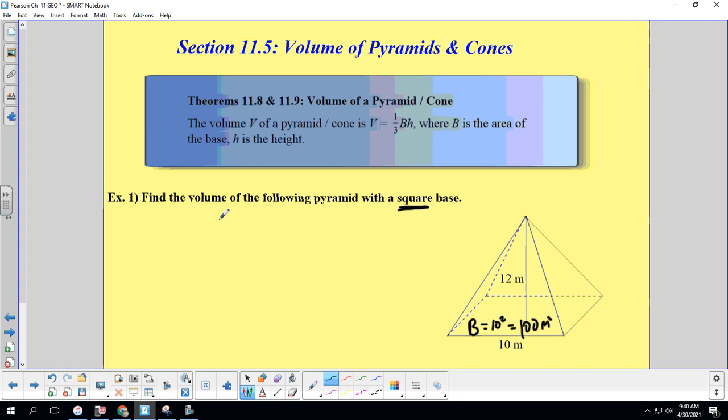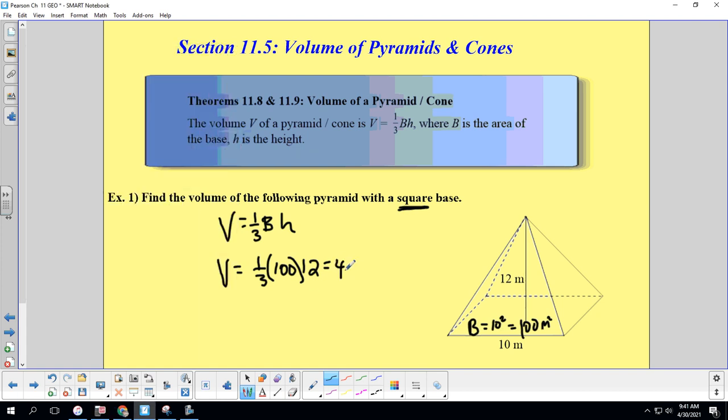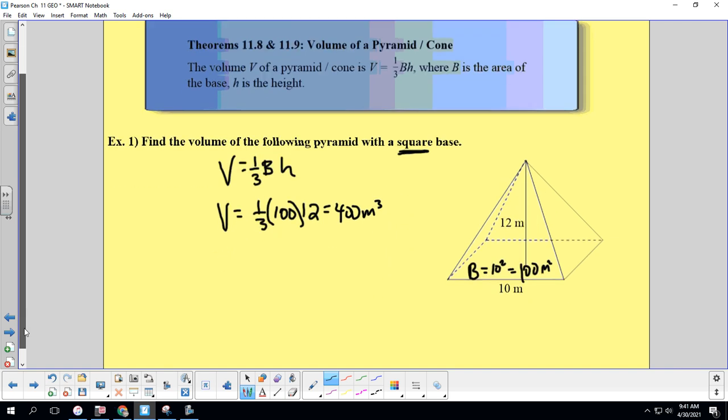And then the formula is 1/3 big B times H. We just found big B is 100, and the height is 12. We get our calculator out. We go 1/3 times 100 times 12. And that's 400. So our volume is 400 meters cubed. Yay! Super easy, right?